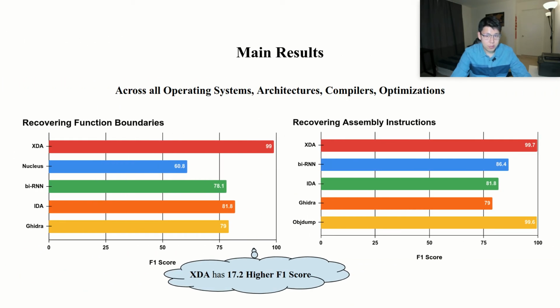We average the F1 scores achieved by XDA and other baselines on all datasets. We find that XDA achieves 17.3 higher F1 score than the second best tool. Moreover, we notice that OBJDump has a very high F1 score, but it is just because the number of cases of inline data makes up only a tiny fraction, which is less than 1% in our dataset. But OBJDump consistently fails to distinguish inline data throughout all of our dataset.